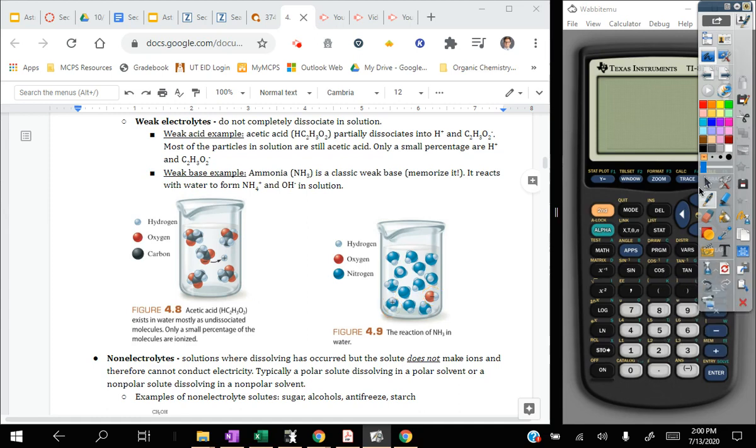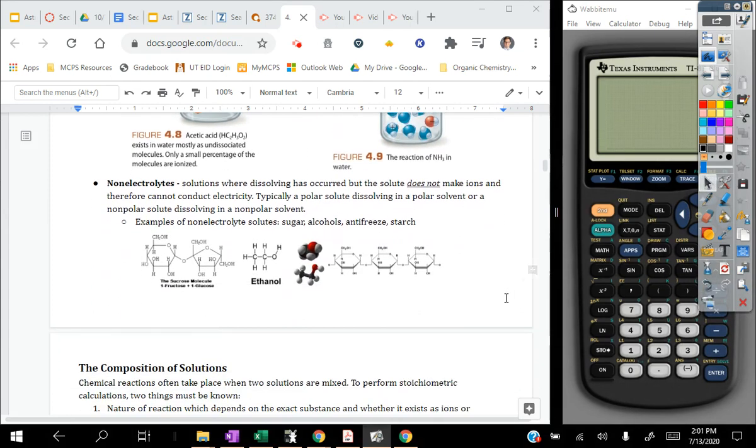We also have non-electrolytes. These are solutions where dissolving has occurred, but the solute does not make ions and therefore does not conduct electricity. Typically, a polar solute dissolved in a polar solvent or a non-polar solute dissolved in a non-polar solvent would be an example of a non-electrolytic solution. Sugar dissolving in water, for example, would be an example of a non-electrolyte. The reason this is not an electrolyte is because there are no ions that form, and you have a covalent compound that retains its properties.